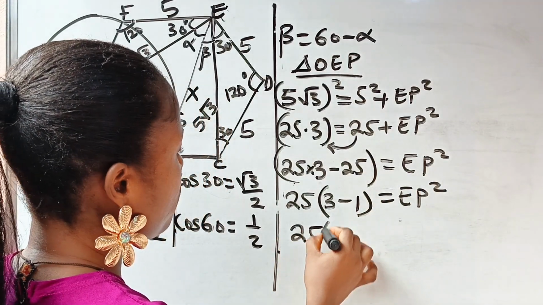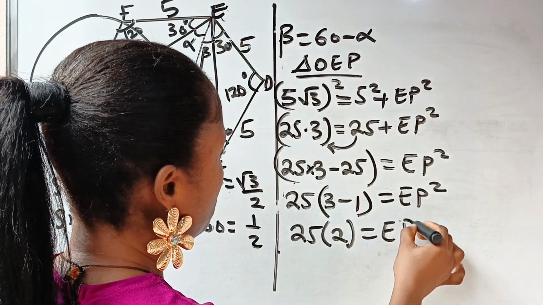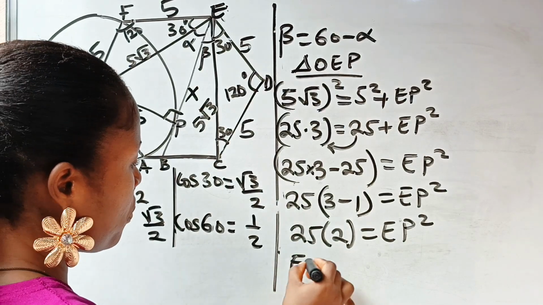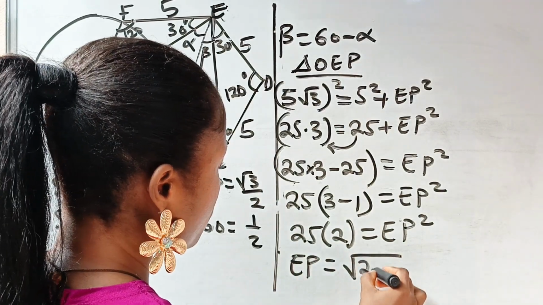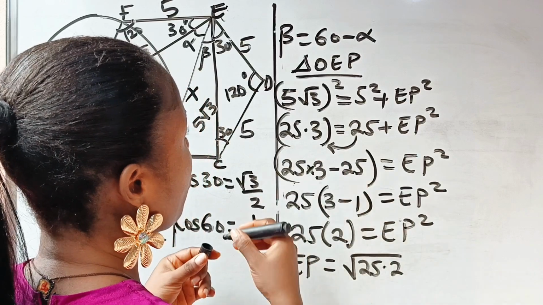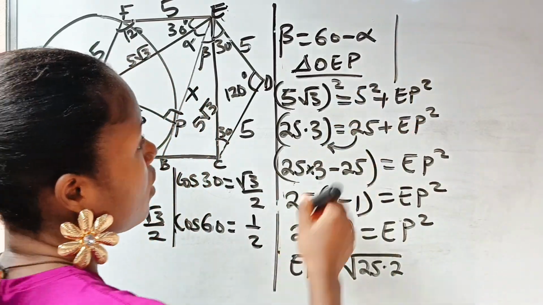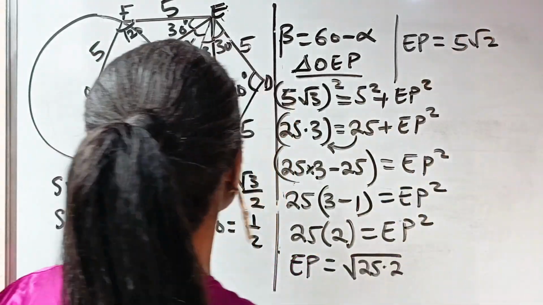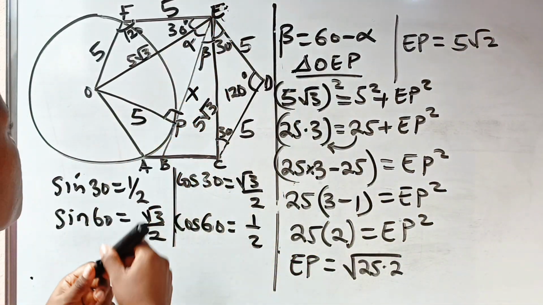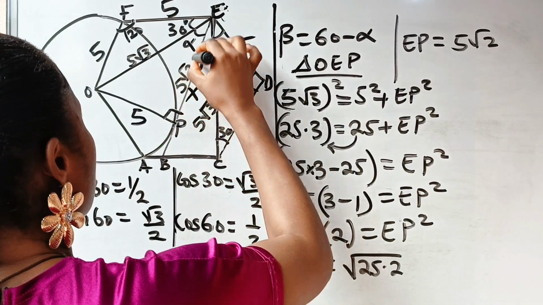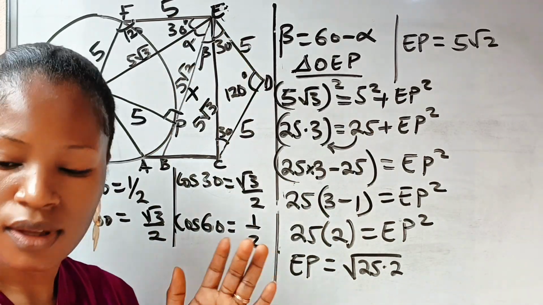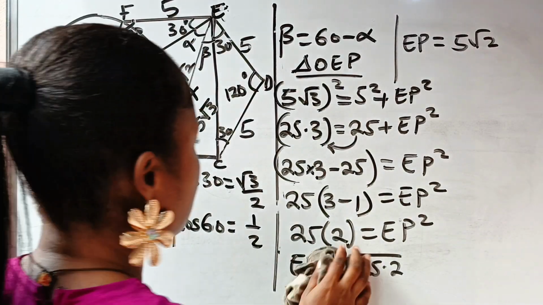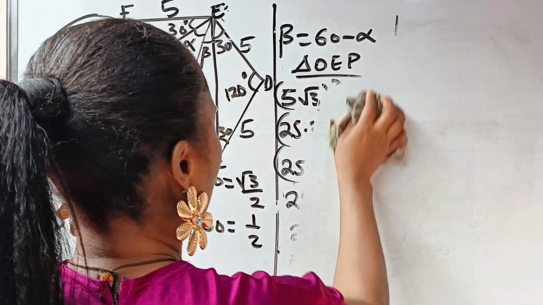So we have 25 multiplied by 2 is equal to EP squared. So if we take the square root of both sides, we have that EP will be the square root of 25 multiplied by 2. Okay? So if we solve further, we have that EP is 5 root 2. So from E to P is 5 root 2. Now we are done. Yes. Trust me when I say we are done. We are close to the answer. Once we have gotten all these things, we are very close to the answer.